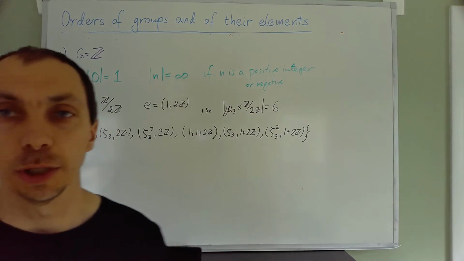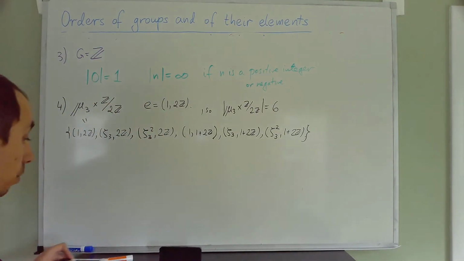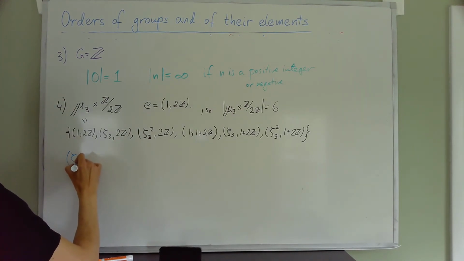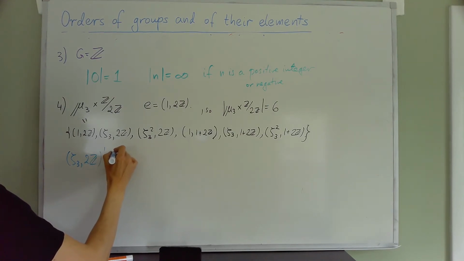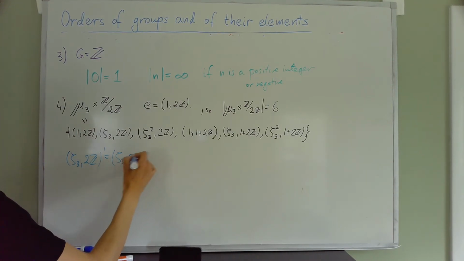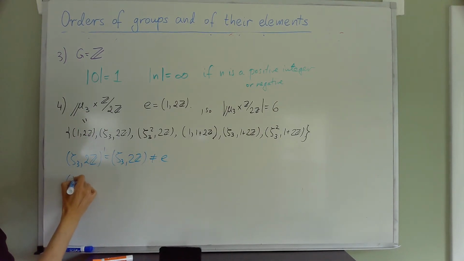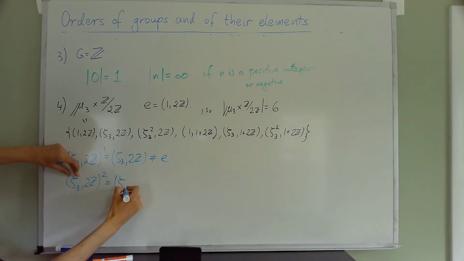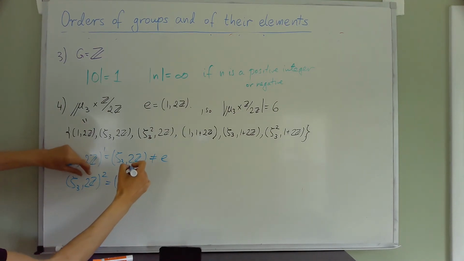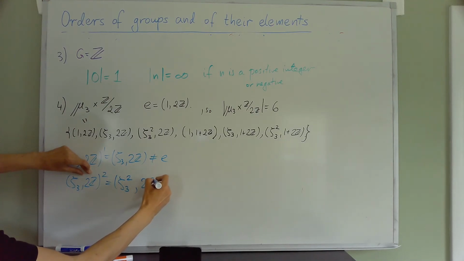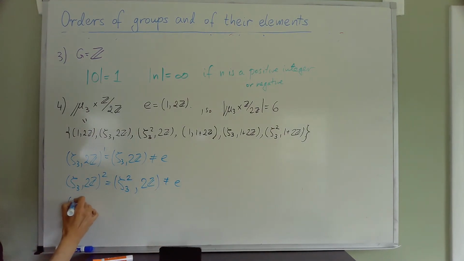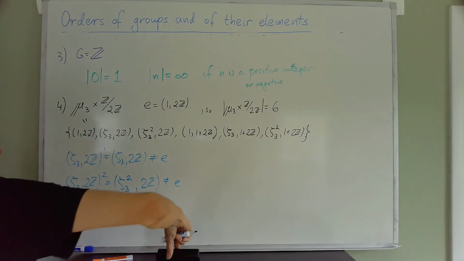But now the orders of elements. I'm not going to do all of them. I'm just going to do some to show you by example how this works. Let's try this one. To the power 1, that's the same element back, not the identity. Let's square this. How does this work? I multiply the first coordinate by itself twice. The operation is multiplication, so it just gets squared. And this I'm adding to itself. But if I add 2Z to itself, I get 2Z again. Not the identity. Let's cube it.